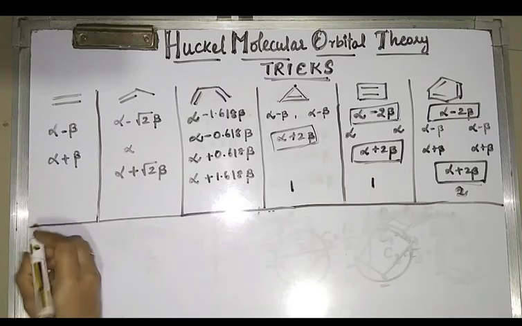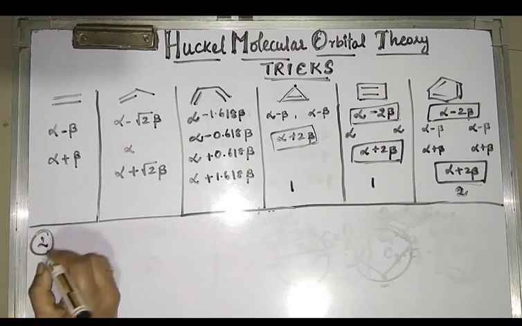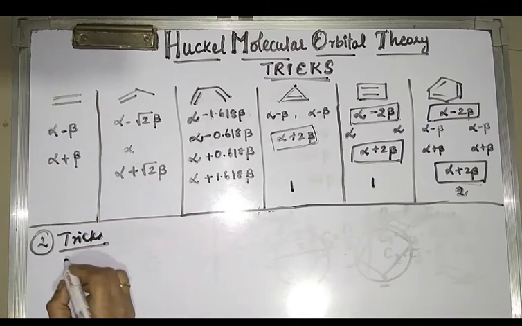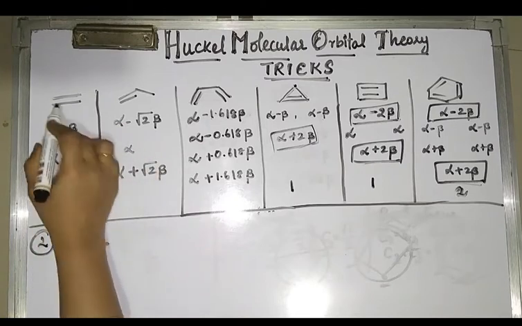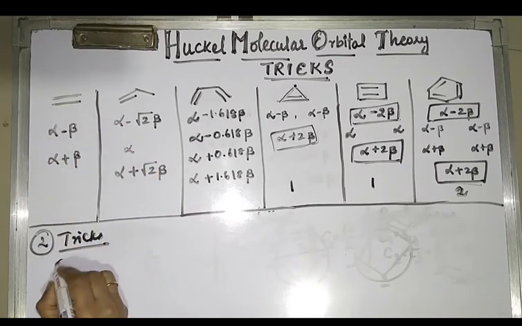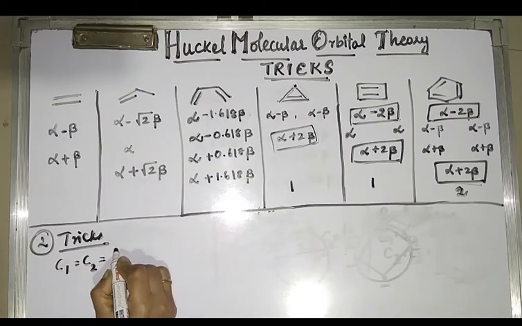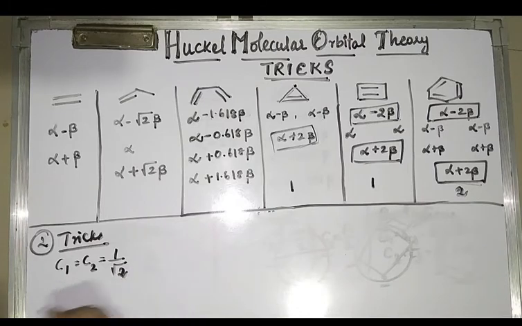You need to keep it in your mind. Okay, second trick. What is that? In this ethylene compound, two carbon atoms are there, and the two carbon atoms are same. The coefficients of C1 and C2 are the same, the value is 1 by root 2. Okay, 1 by root 2 for ethylene compound.